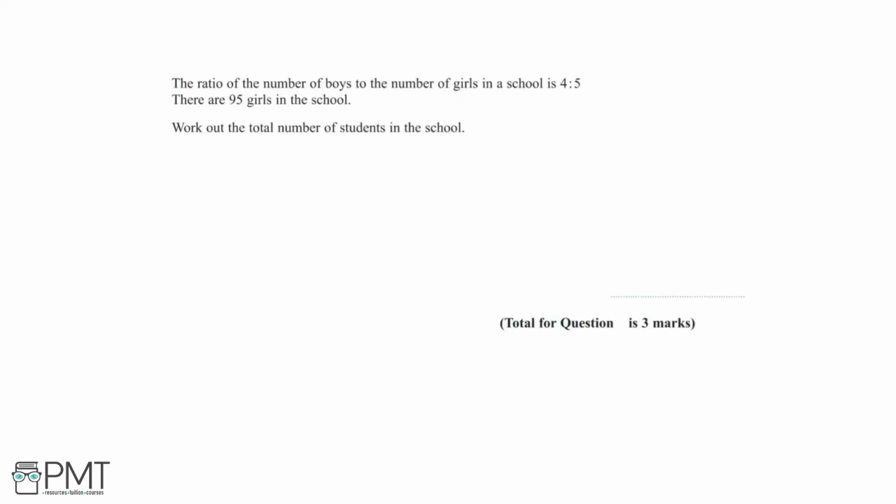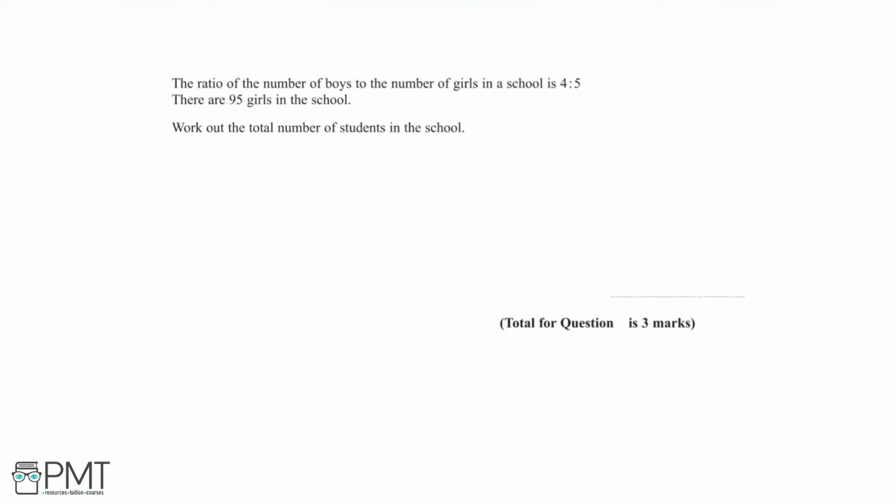In this question, we're told that the ratio of the number of boys to the number of girls in a school is 4 to 5. We're told that there are 95 girls in the school, and we need to work out the total number of students in the school. Now we can use the ratio as a fraction to help us do this.